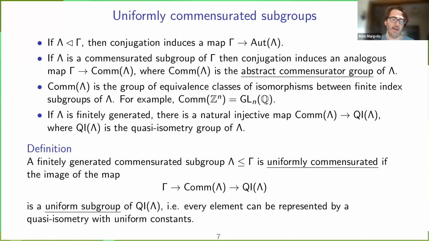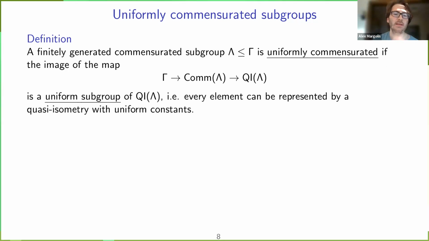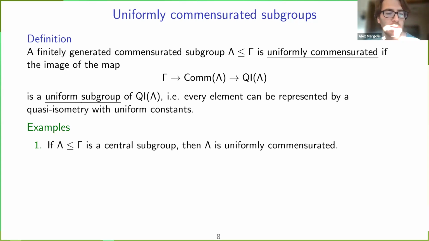And again, if you haven't thought about these things before, this definition might not make too much sense. So I'll give a few examples of what to have in mind. Firstly, if lambda is actually a central subgroup, then the action of gamma on lambda by conjugation is trivial. So that means lambda is uniformly commensurated.